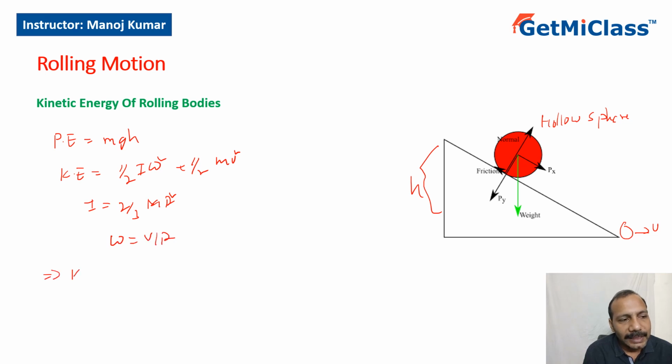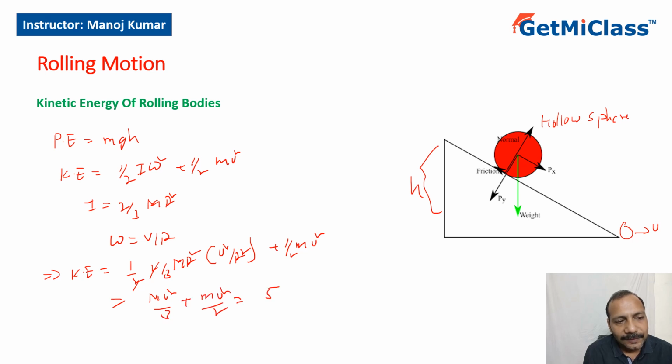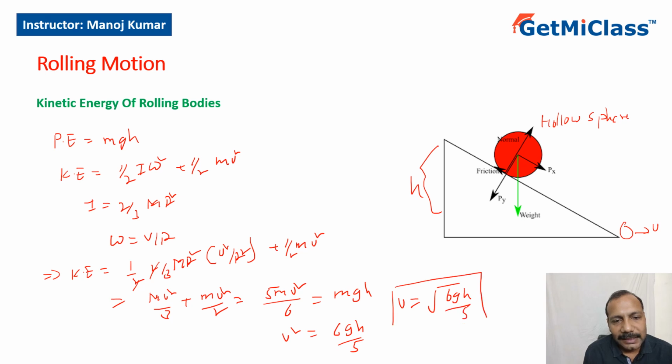So that would imply kinetic energy equal to half into 2 by 3 mr square into V square by R square plus half mv square. The 2 cancels, and we have mv square by 3 plus mv square by 2, that is 5 mv square by 6. Now this is equal to potential energy mgh. From this, V square equals 6gh by 5, or V would be equal to root of 6gh by 5. So in this way, I can find the velocity with which the object would come down.